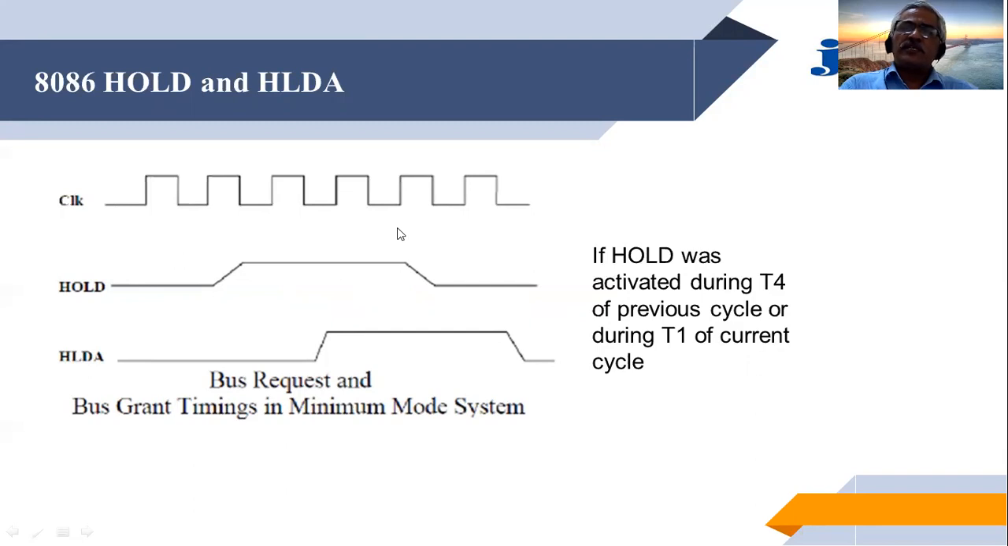So how does the 8086 operate when the hold signals are activated? During every bus cycle, the processor checks before T4 whether the hold pin is active or not during the previous clock cycles, or during the present T1 cycle. If the hold is activated, then the processor will generate the HLDA signal, the hold request acknowledgement signal.